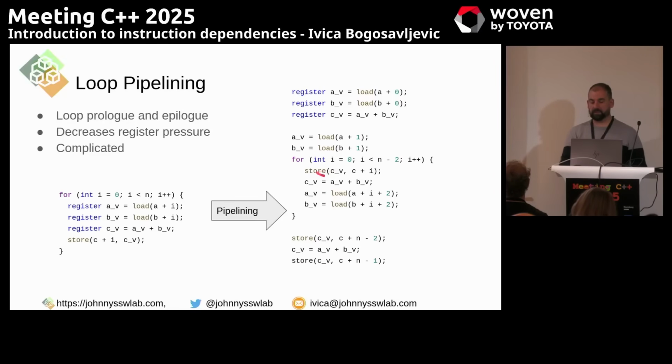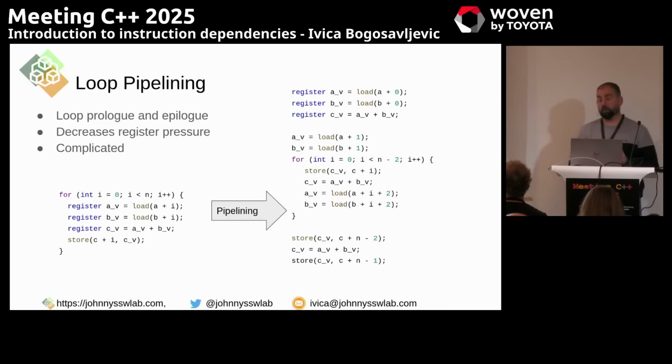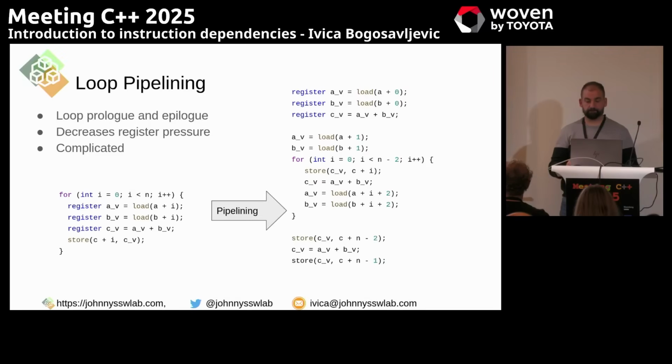But what happens here is that this addition doesn't depend on this store, and these loads don't depend on this addition. So this is really nice, because the CPU has a lot of available instruction level parallelism. But this is really complicated, and compilers can do it, and embedded compilers actually do something like that. If you're going to write code for an embedded system, then you should know this technique.